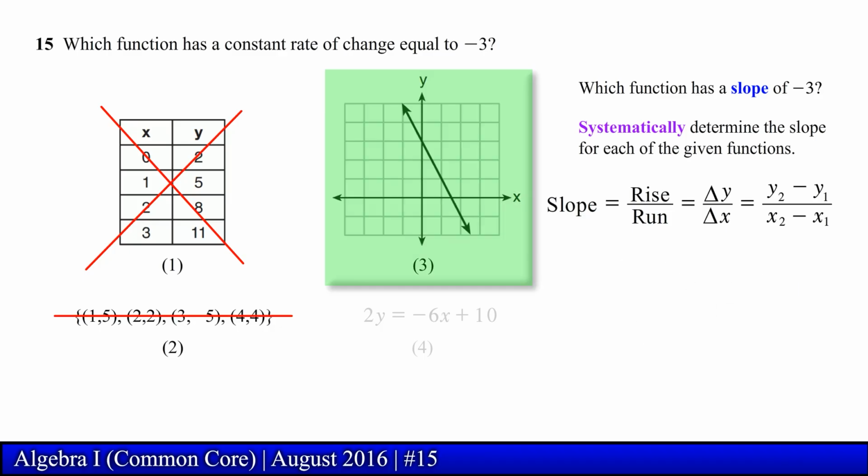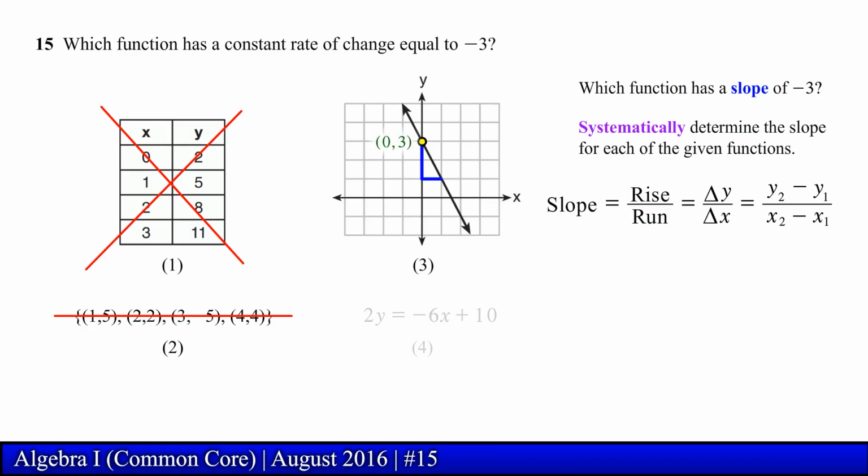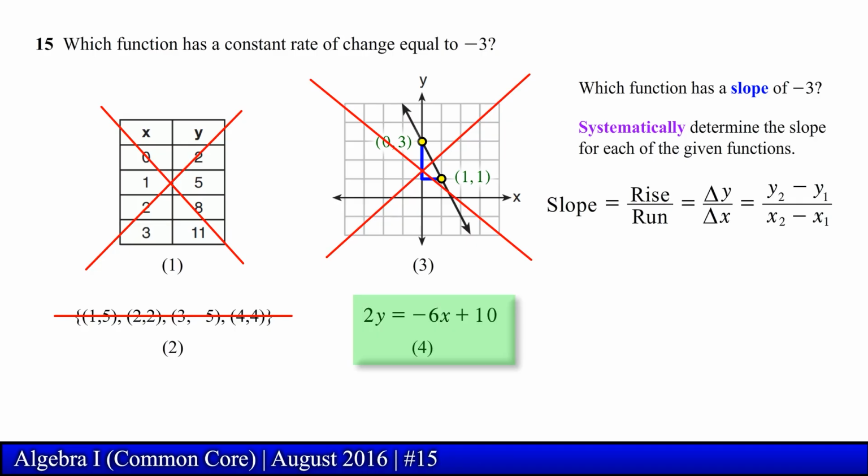Moving along to option 3, we see that this function is represented in graphical form. So we can determine the slope by calculating the rise over run between 2 points. In this case, we can use the y-intercept, which is equal to (0, 3), and the point (1, 1). Computing the slope, we obtain -2, which is not equal to -3, so we conclude that this option is not our answer. From the process of elimination, we know that option 4 should be our answer, but let's make some calculations just to make sure.